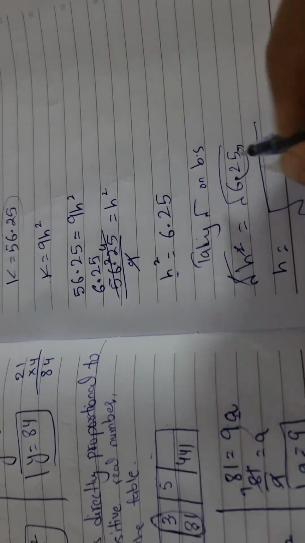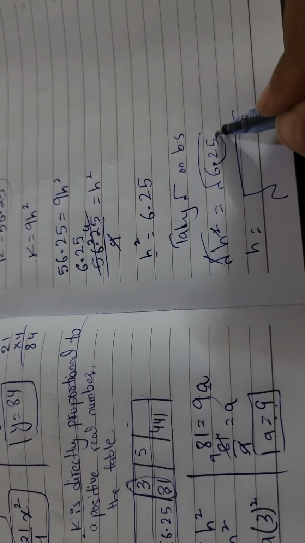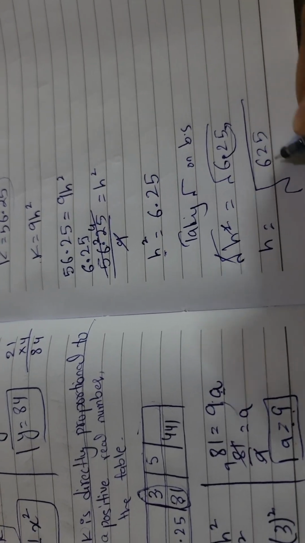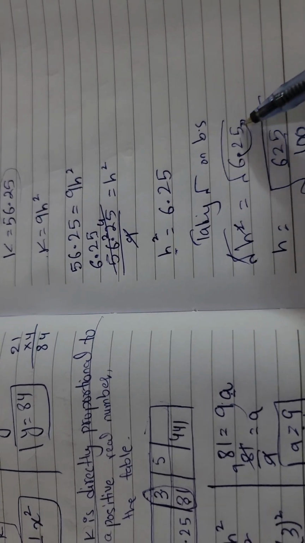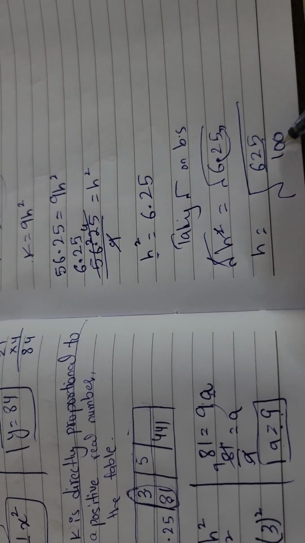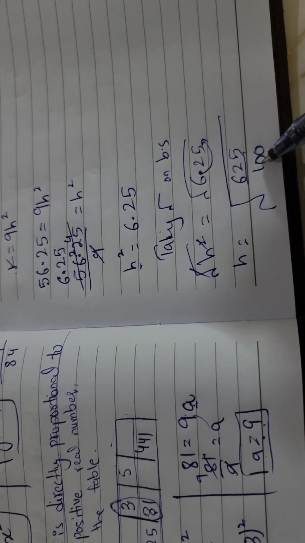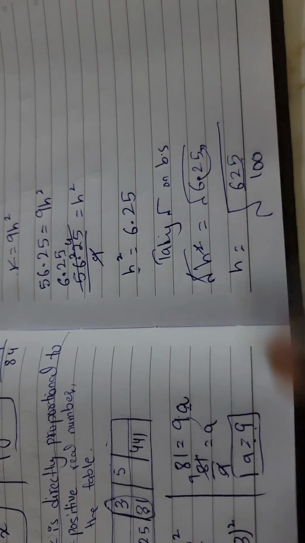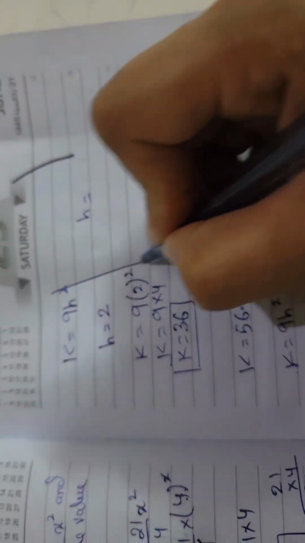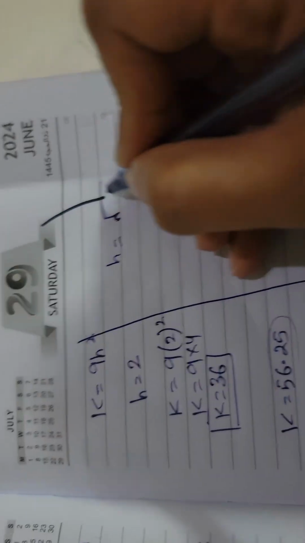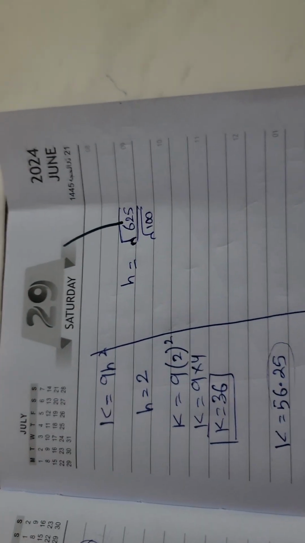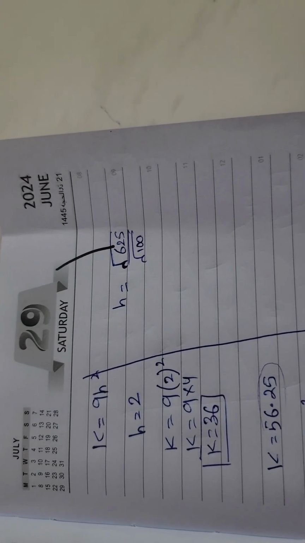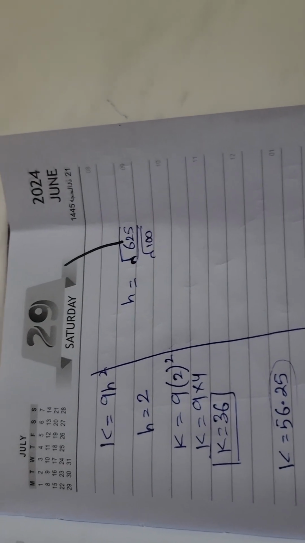Now solve this. Whenever we move the decimal to the other places, it will be like this: 625 upon 100. Because I have moved the decimal 2 places to the right, I have to introduce 2 zeros in the denominator to cancel the effect. Is that clear? Now how are we going to find the root? It is written h is equals to under root 625 upon under root 100. I have distributed the root to numerator and denominator, and that is completely okay.